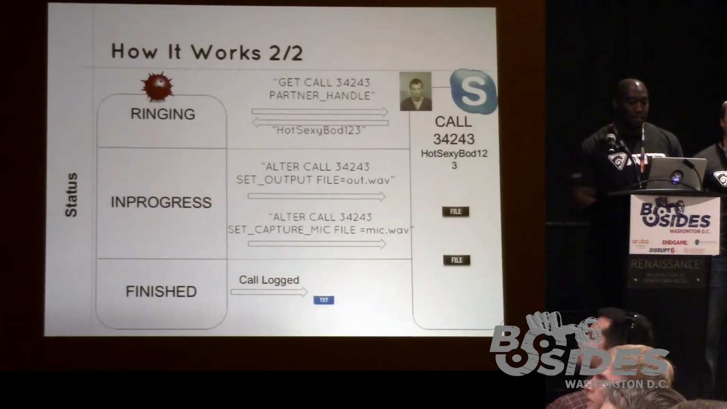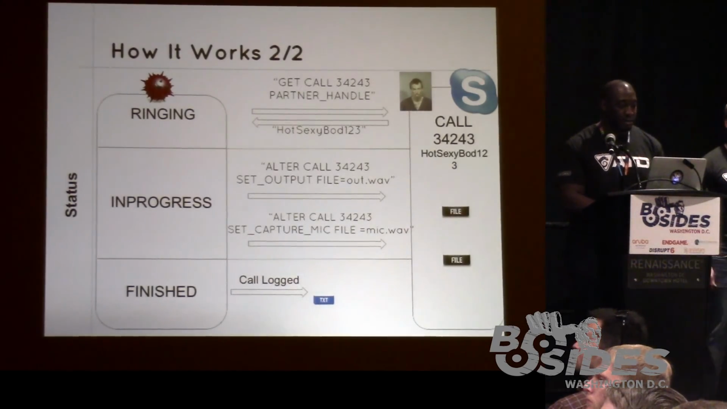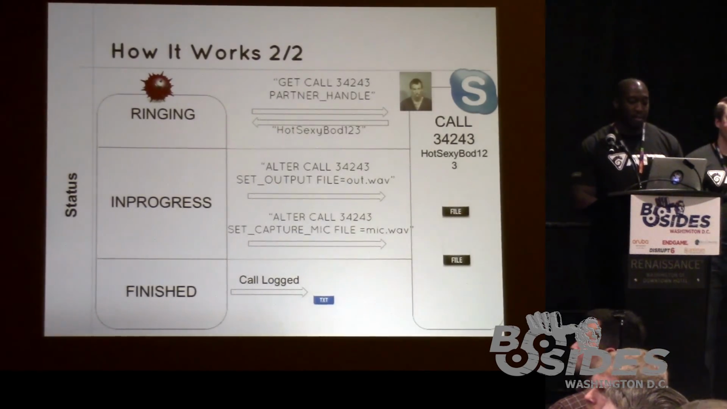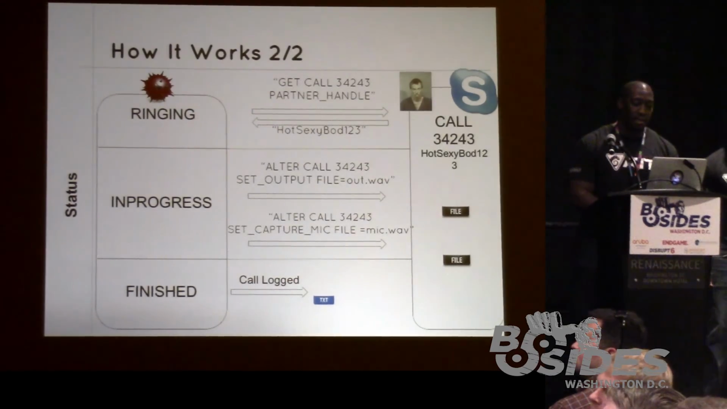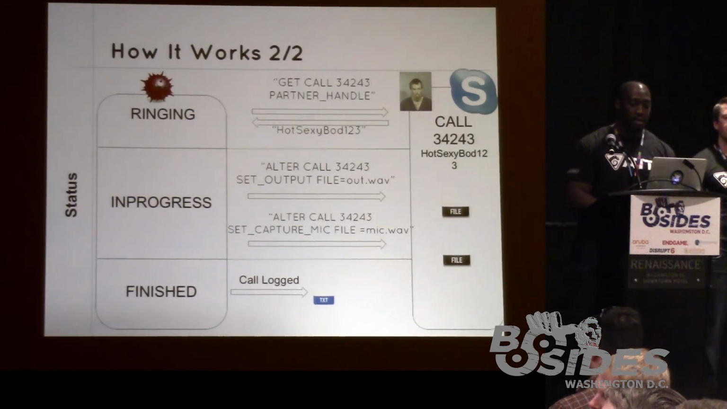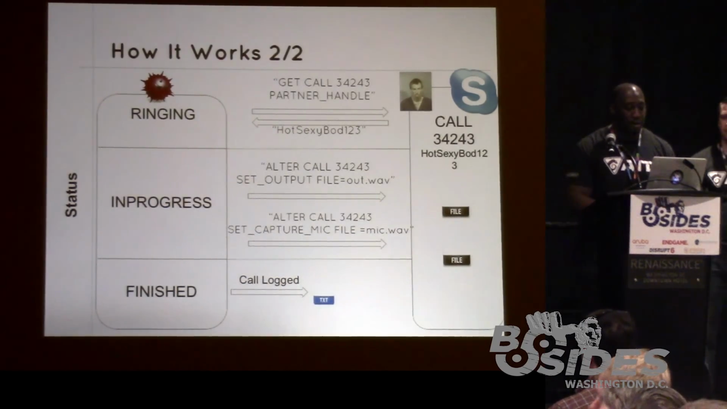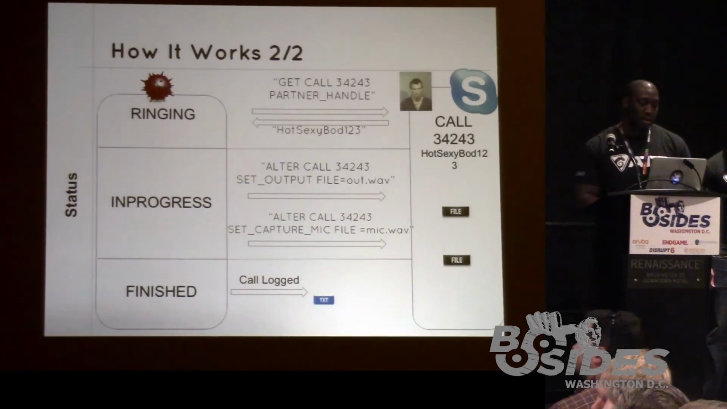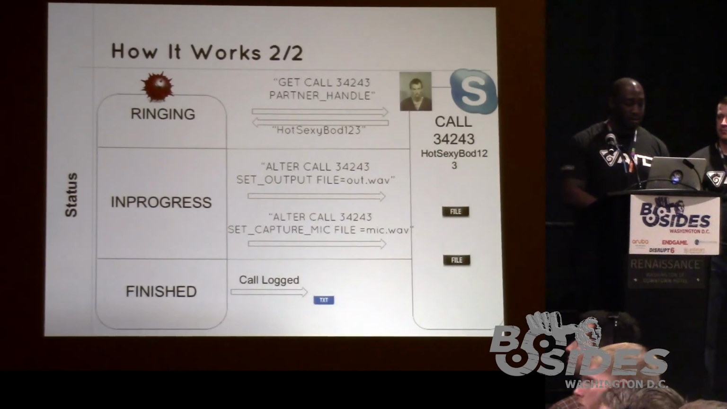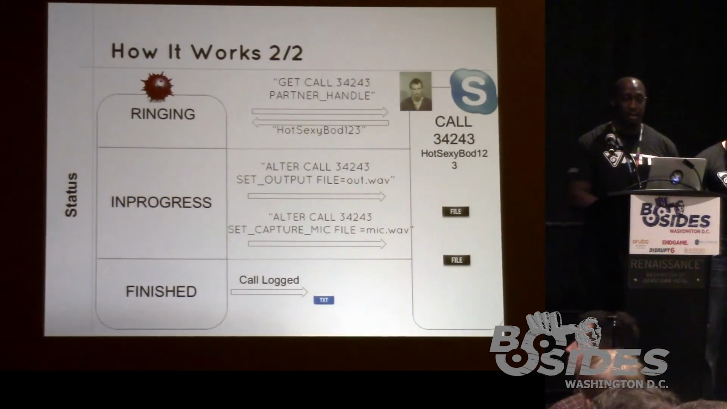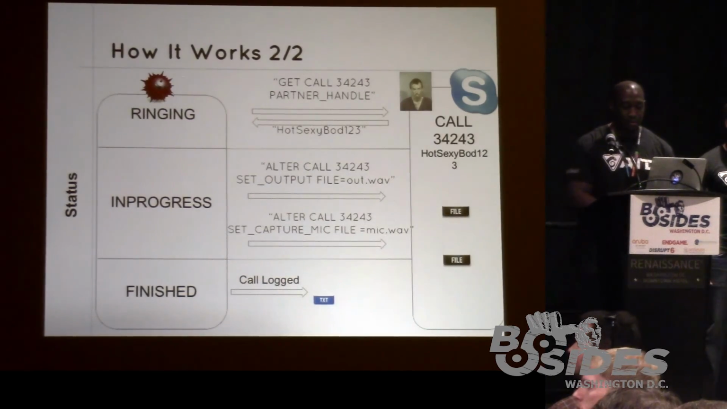So mainly, while Skype is running, the malware sample was looking for a call status ringing message. And once it received that, it would send a message to retrieve the user handle of the other call participant. And then it would move on and wait for a call status in progress message, and it would instruct Skype to redirect the microphone and audio output to a file on disk. And then it would just run in a loop until the call status indicated that it was finished. And then it would just record the call log.